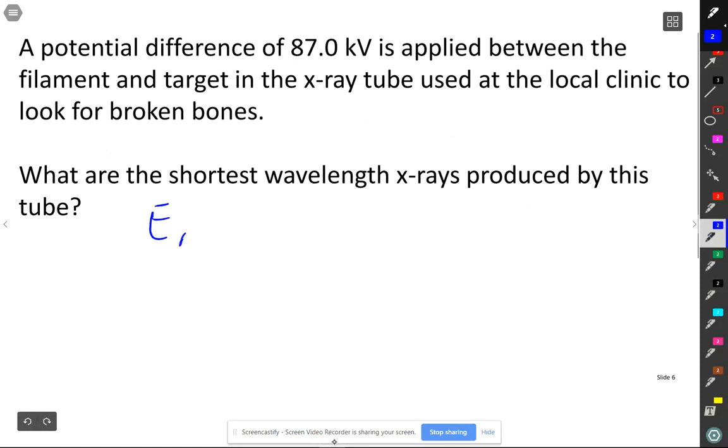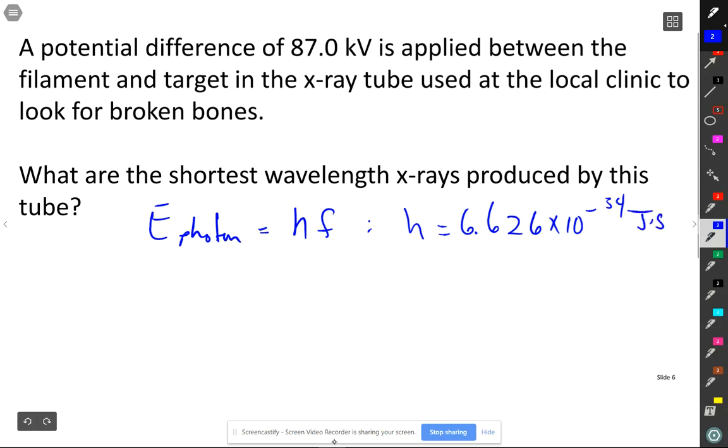The energy for a photon is equal to hf, where h is equal to 6.626 times 10 to the minus 34 joule-seconds.